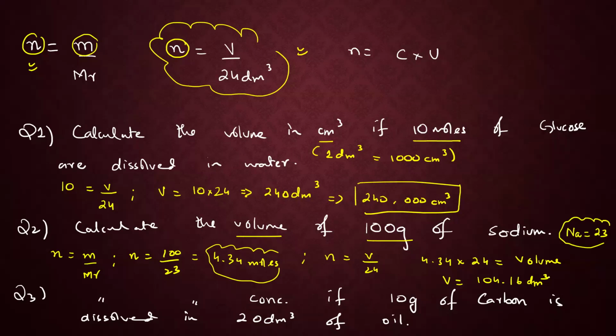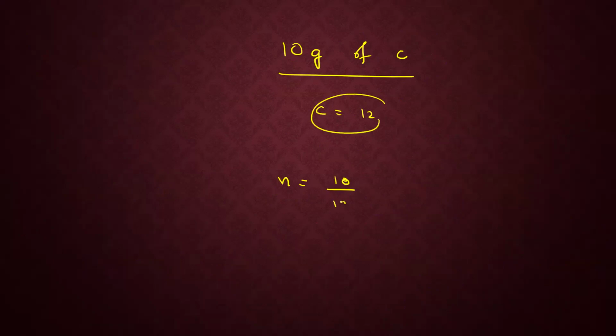Good job. Yes, sir. Now in question three, it says find out the concentration, but still they gave me mass. If I see concentration formula, it talks about moles, C and V. So first I need to find out moles. It gave me 10 grams of carbon. So carbon from periodic table, I can see it's 12. So I can find out first moles. That's 10 upon 12. So that would be 0.83 moles.